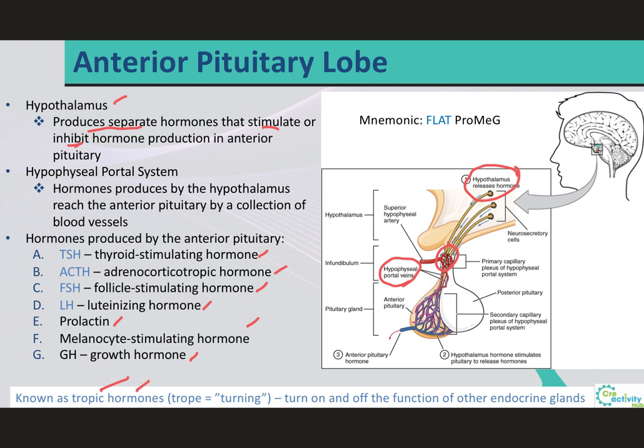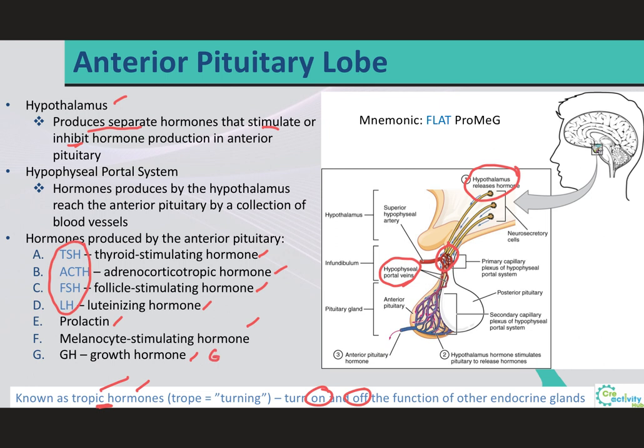The first 4 are what we consider tropic hormones, meaning that they will either turn on or turn off the function of other endocrine glands. Now, which hormones that are coming from the hypothalamus will stimulate the release of the hormones on the anterior pituitary? Well, this is really simple.